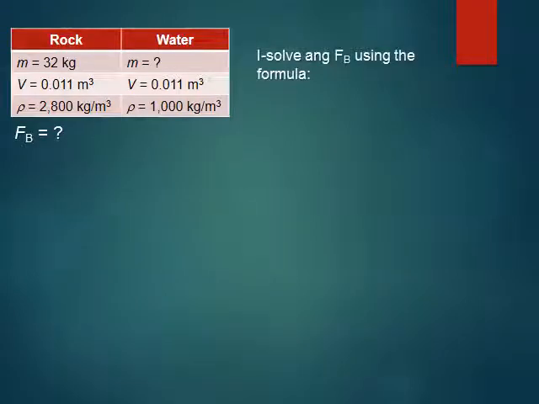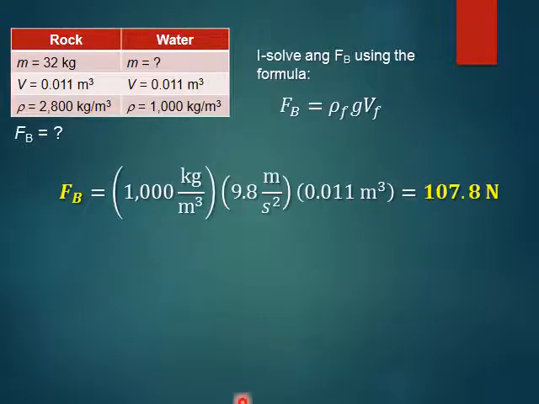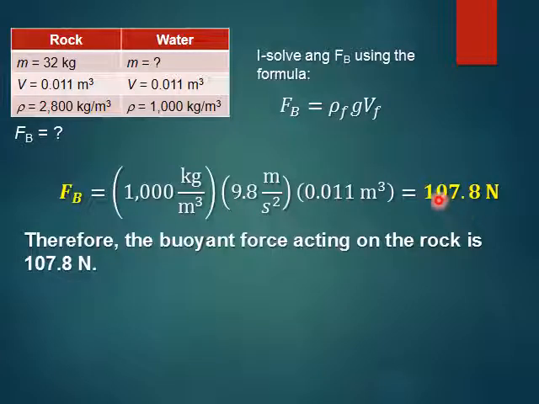So, next, isosolve natin ang FB using the formula. FB is equal to rho GV. Okay, so if we will substitute that, this time dito naman tayo magpo-focus sa water. So, you have 1,000 kilograms per cubic meter times g, which is 9.8 meters per second squared, times the volume na nasolve natin kanina, that's 0.011 cubic meters. So, therefore, the buoyant force is 107.8 newtons.